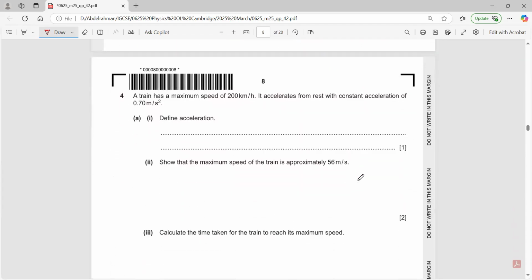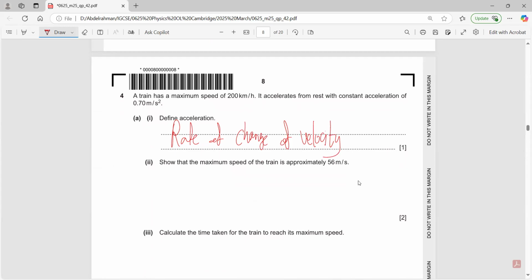A train has a maximum speed of 200 kilometers per hour. It accelerates from rest. Define acceleration. Acceleration is the rate of change of velocity. Show that the maximum speed of the train is approximately 56 meters per second.